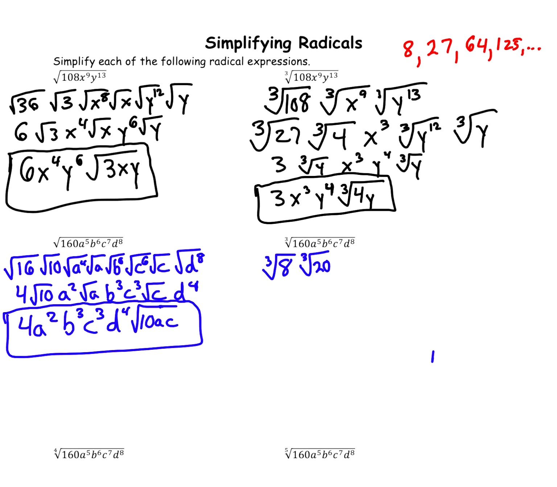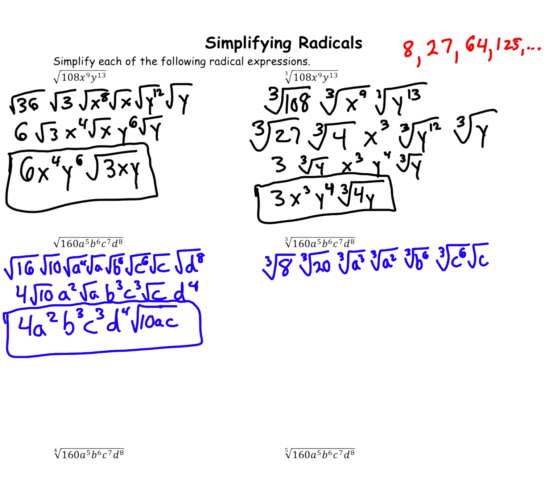The highest perfect cube that goes into a to the 5th is going to be a multiple of 3 that is 5 or below. That would be a to the 3rd. What's left over would be the cube root of a squared. 6 is a multiple of 3, so it is a perfect cube. So that would just be the cube root of b to the 6th. And then c would be the cube root of c to the 6th, times the cube root of c, because the highest multiple of 3 at 7 or below is 6.